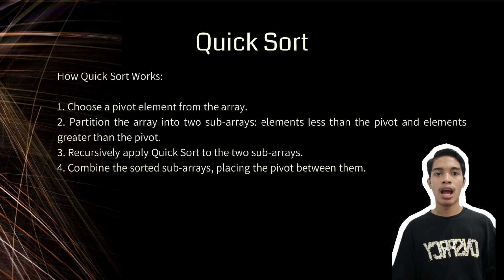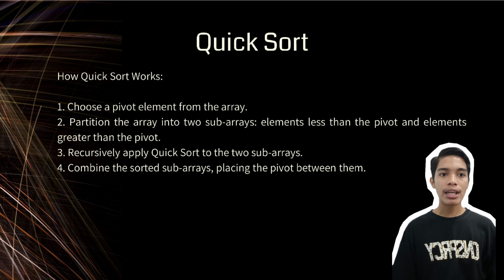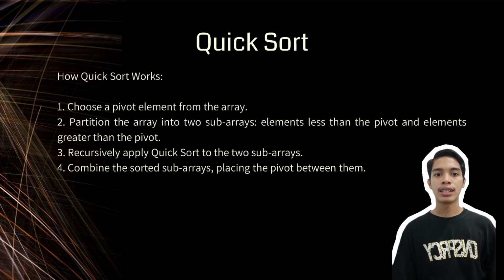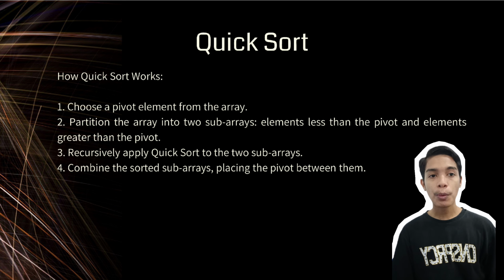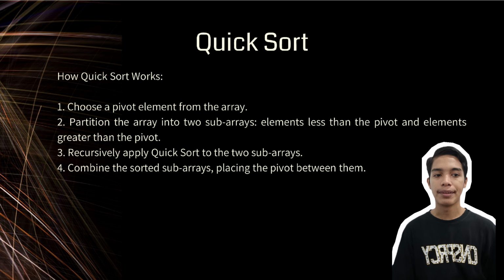So we go to the next part, how quick sort works. First, choose the pivot element from the array. Second, partition the array into two sub-arrays: elements less than the pivot and elements greater than the pivot. Third, recursively apply quick sort to the two sub-arrays. Fourth, combine the sorted sub-arrays, placing the pivot between them. This is how quick sort works.